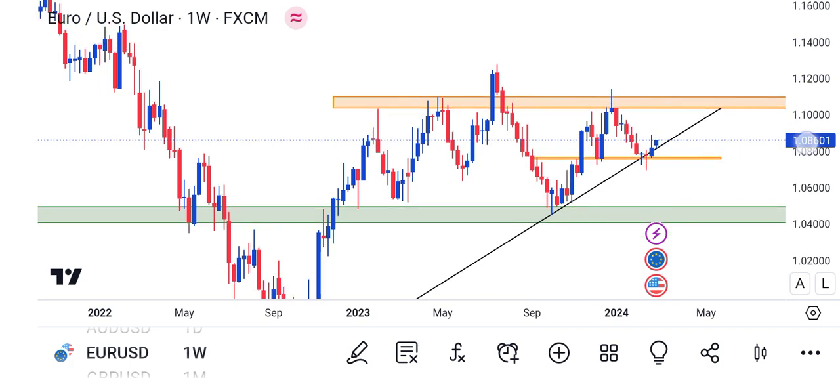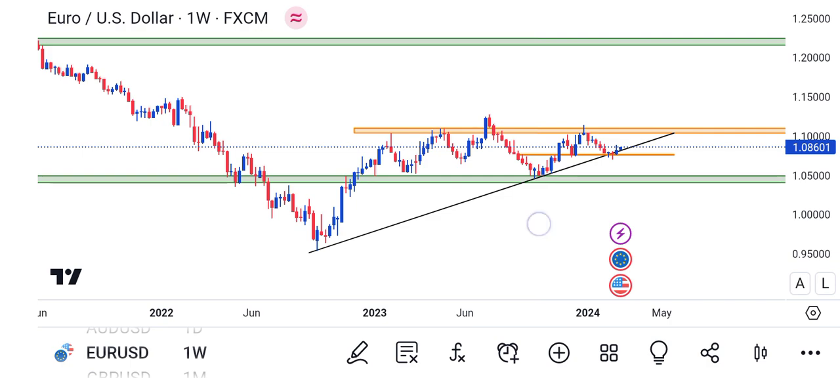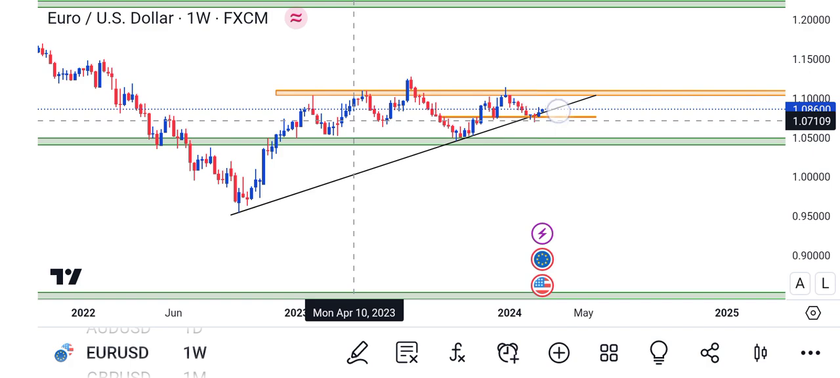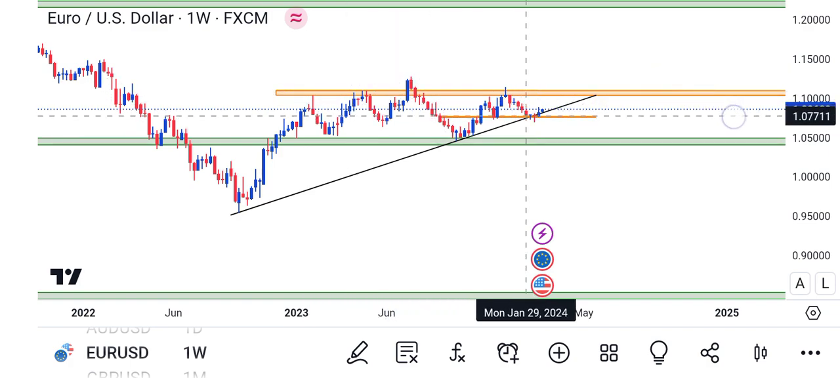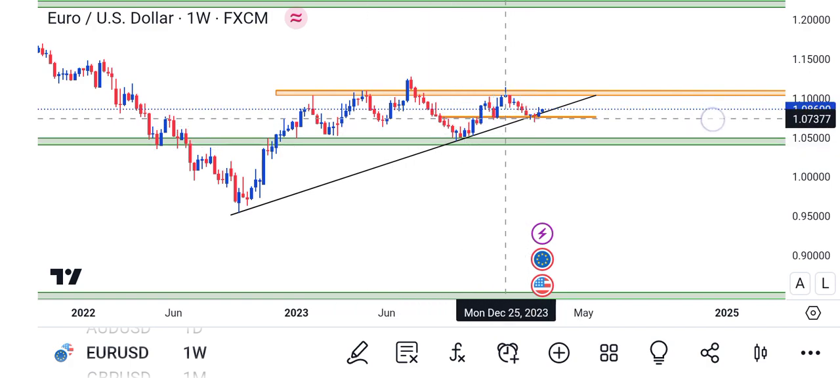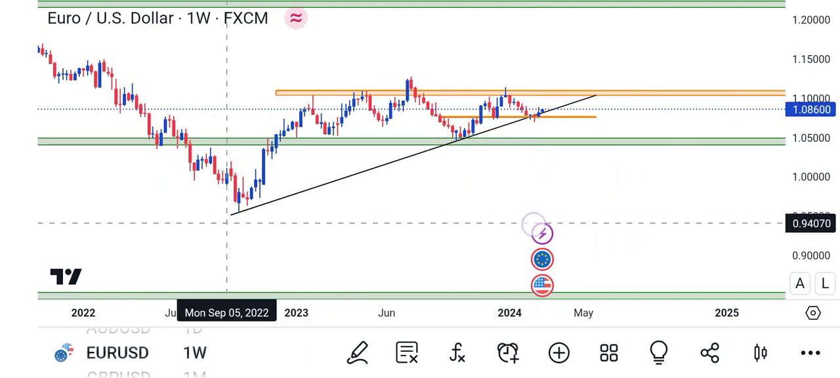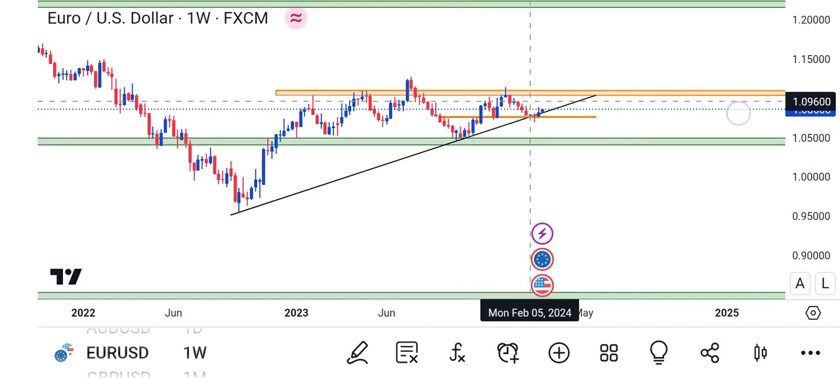Now, if you zoom out properly, you see that number one, yes, we're in a downtrend. This was a head and shoulders pattern. This is the left shoulder, this is the head, this is the right shoulder. So basically, price was meant to break below this trend line, but price didn't break below. Price respected the trend line, which is the third touch of the trend line. This is the first touch, this is the second touch, this is the third touch.